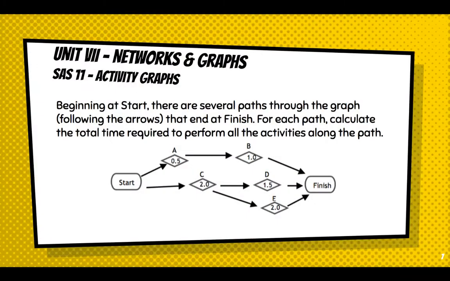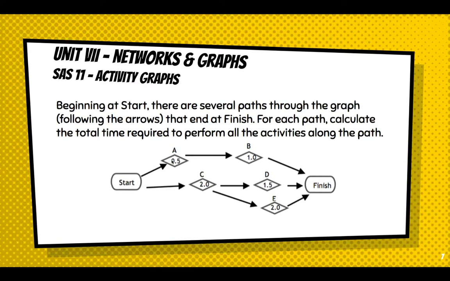All right. Beginning at start, there are several paths through the graph following the arrows that end at finish. For each path, calculate the total time required to perform all the activities along the path. All right, the first activity path we see is AB. To get through activity path AB, it takes a half an hour to do activity A, and then it takes a half hour to do activity B.